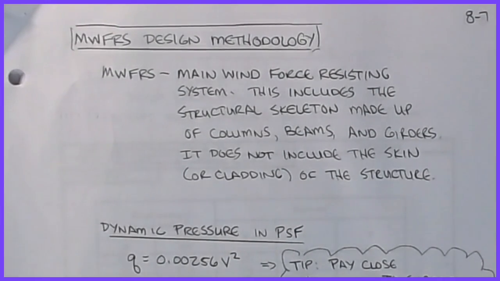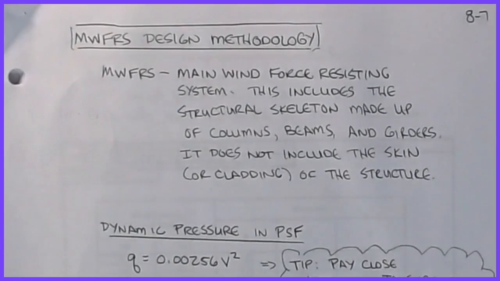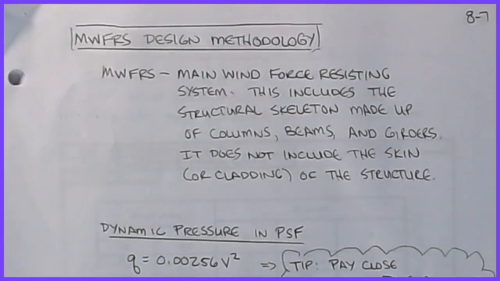So the ASCE 7-10 manual has several different methodologies for computing the effects of wind on structures. The one that we're going to be focusing on in our discussion today is called the MWFRS methodology, or the main wind force resisting system. And this is the part of the structure that includes the columns and the beams almost exclusively.